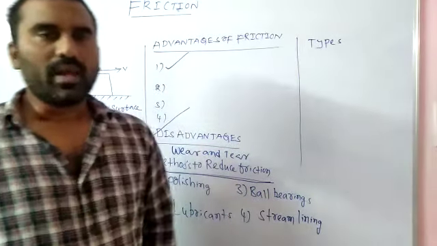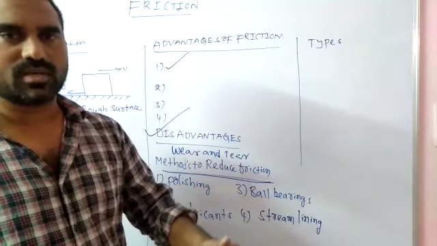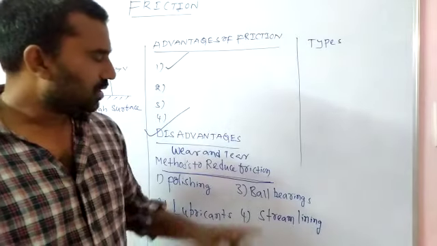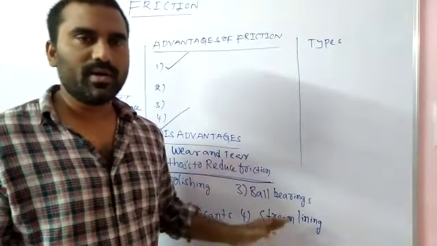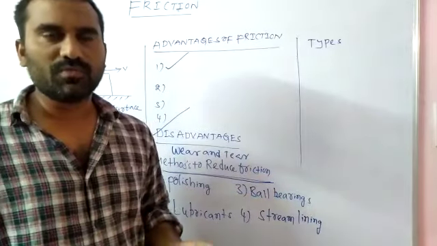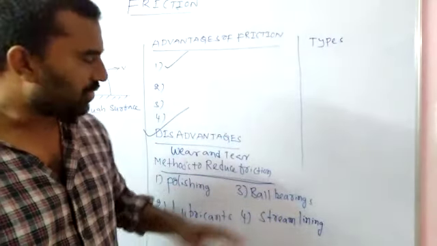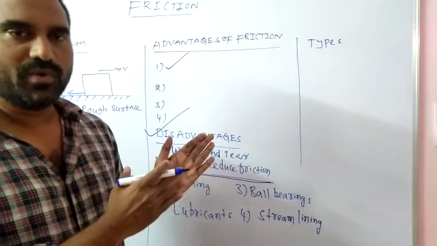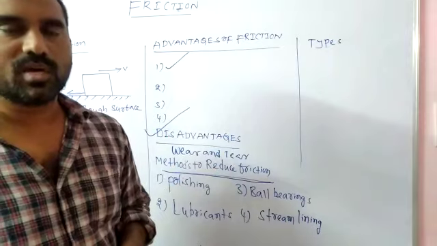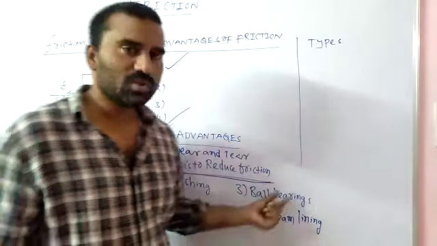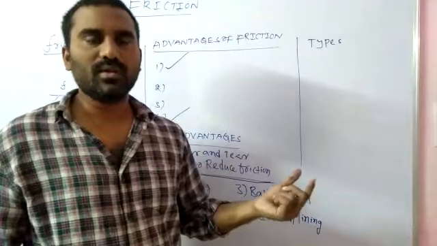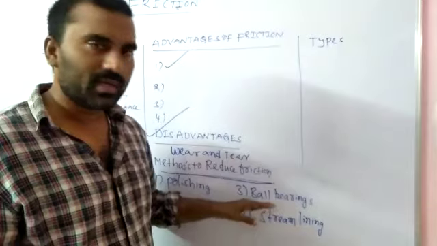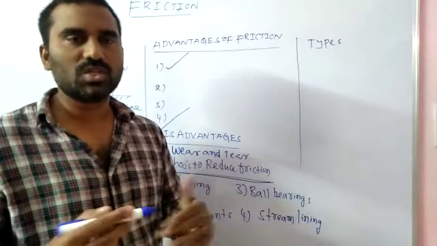Now ball bearings. Vehicles like motorcycles, bicycles and cars are provided with ball bearings to reduce the friction between tire and ground. Without ball bearings, the body would be sliding on the ground, not moving. By using ball bearings, sliding friction changes to rolling friction.